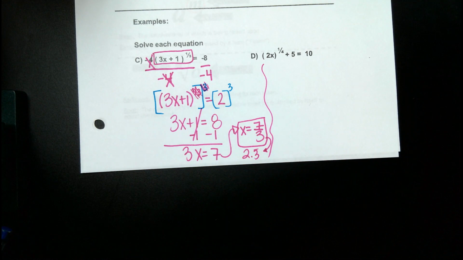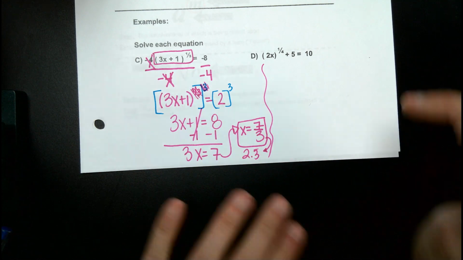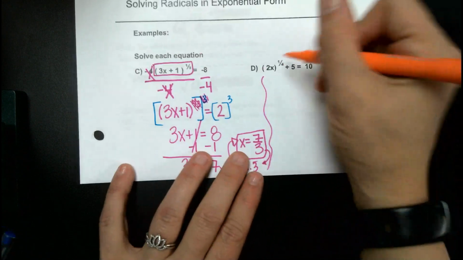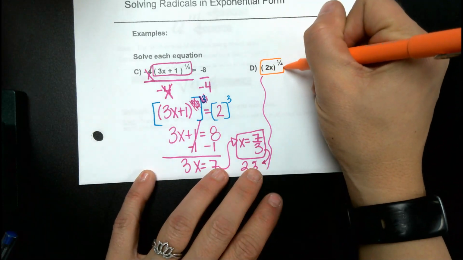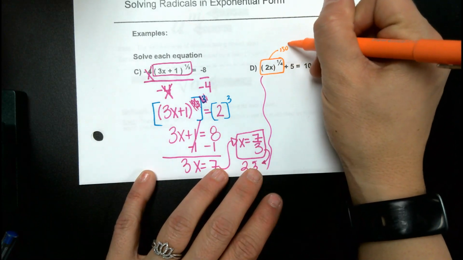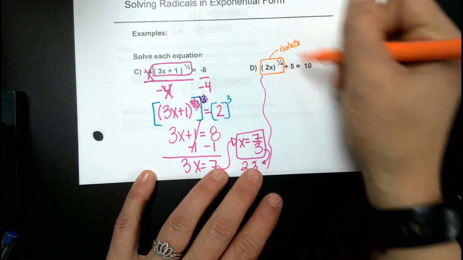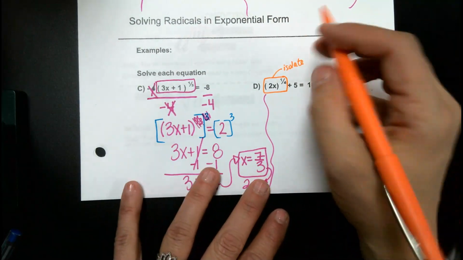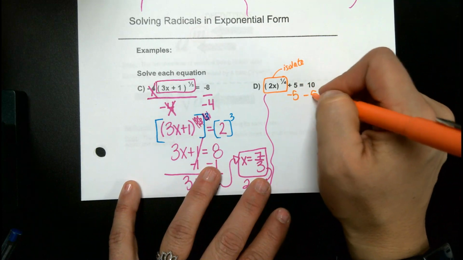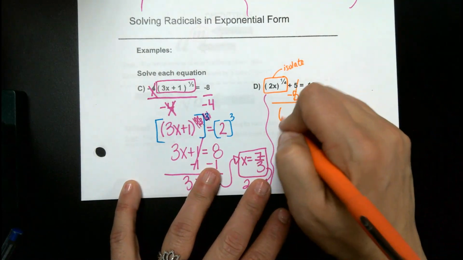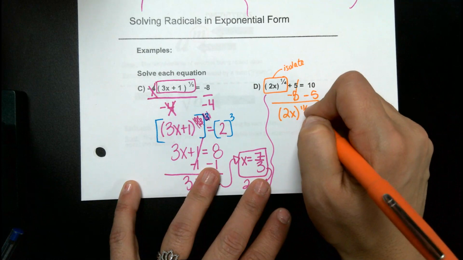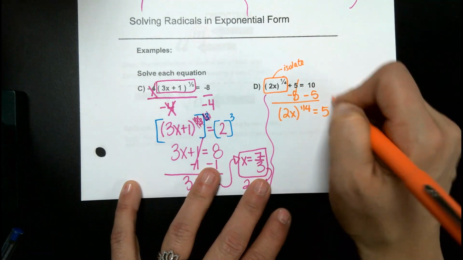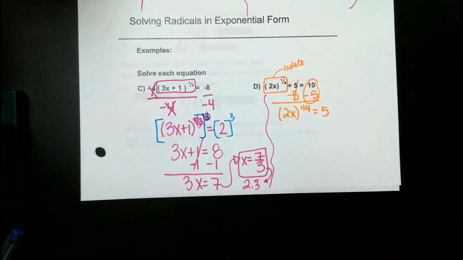Okay, what number would I have to move first on letter D? In order to get this isolated, like we have to isolate this, we'd have to get rid of that plus 5. How do we get rid of a plus 5? Subtract 5. So I have 2x to the 1/4 power equals 5. Okay, then what do I do?